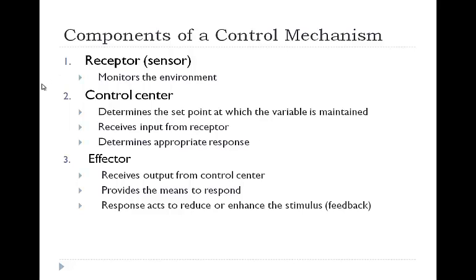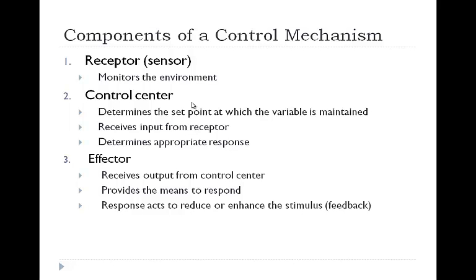What happens? The control center, the computer of the thermostat, tells the furnace to kick on. The furnace kicks on. It starts blowing out hot air. Temperature in the house rises. My receptor, the thermometer on my thermostat, senses that the temperature in the house has risen. So the control center takes that information and tells the effector, the furnace, to shut off.